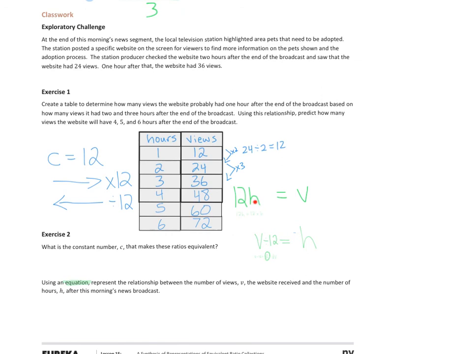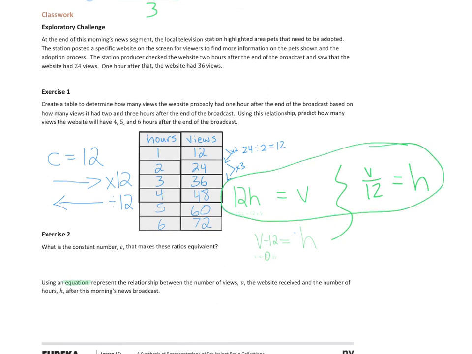Now, can it be an addition? Yes. But for the most part right now, we're going to be dealing with multiplicative relationships. So I'm taking hours, which is 1 here, times 12 to get my views, and I would write that as 12H equals V. The most common way I would write the inverse would say V over 12, or V divided by 12, equals H. And that's the inverse relationship. And these are the equations I can use to plug in any number of views or hours to find this other missing piece.